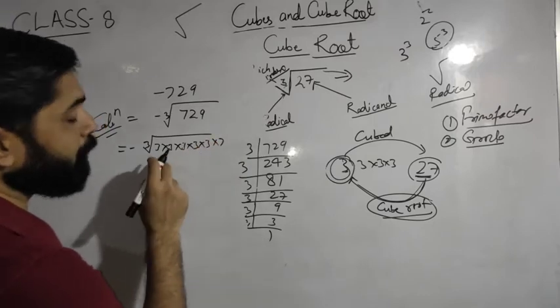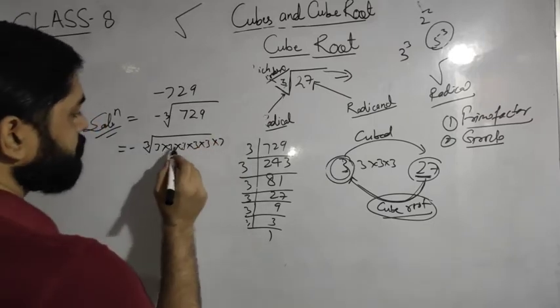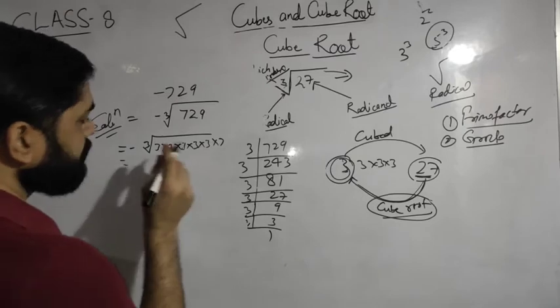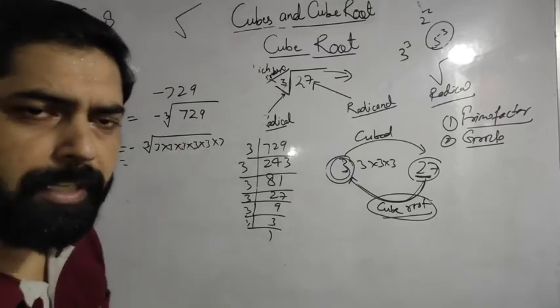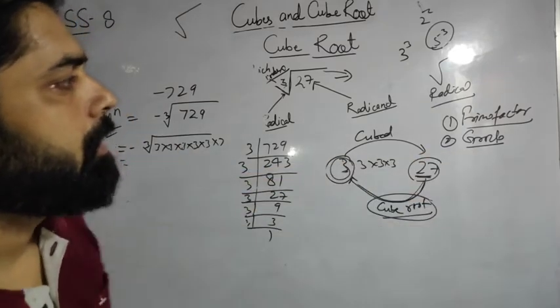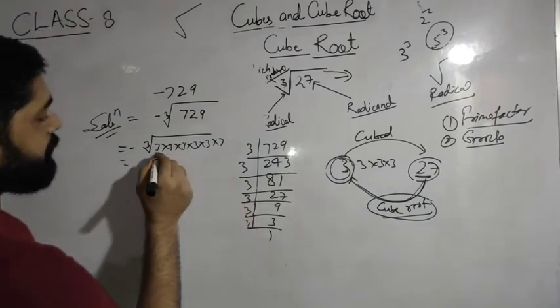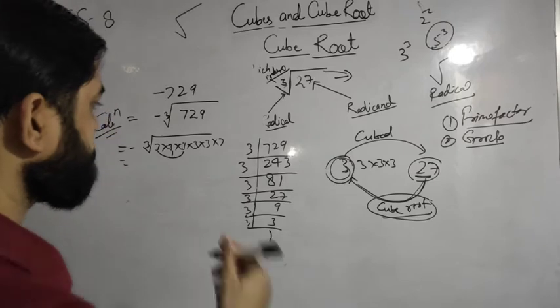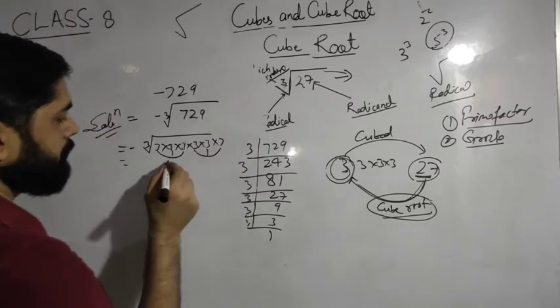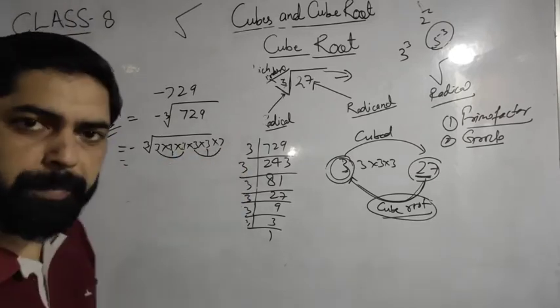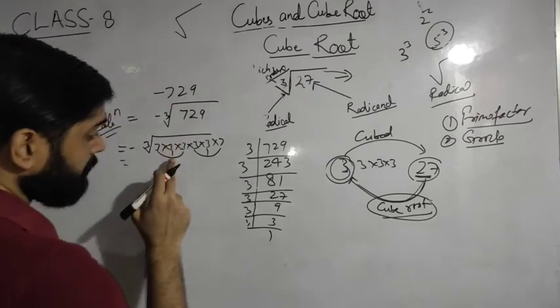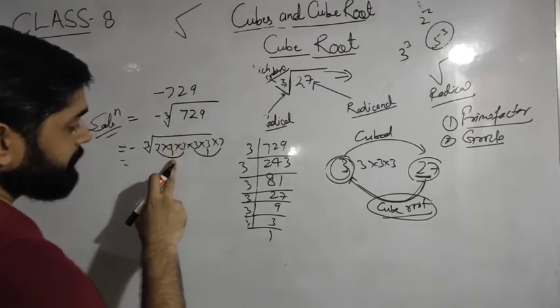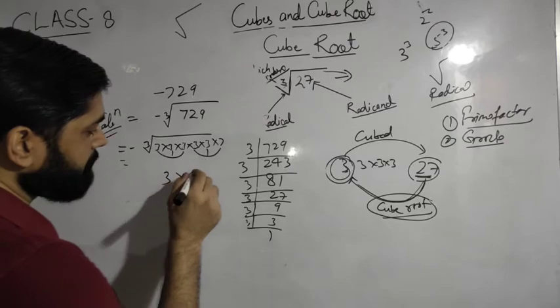How many times? 6 times: 1, 2, 3, 4, 5, 6. Then you know the steps. The second step is grouping. Make groups of 3 like factors. Then take out one number from each group. What is the number in the group? 3. So 3, then multiply by 3.